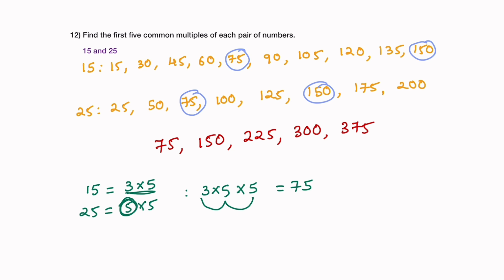The common factor 5 is taken only once. Understood? Why it's not 15 times 25 as it was in the case for the other three? Because they have a common factor. That condition remains true when they do not have any common factor. They multiply with each other, that's the first occurrence. Here, because they have a common factor, the common factor is only taken once. So this is a strategy for you to check your answer, or even to get your first common multiple, and then you go on by adding that number.